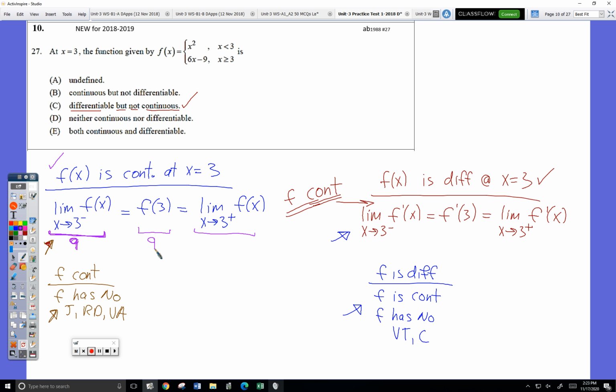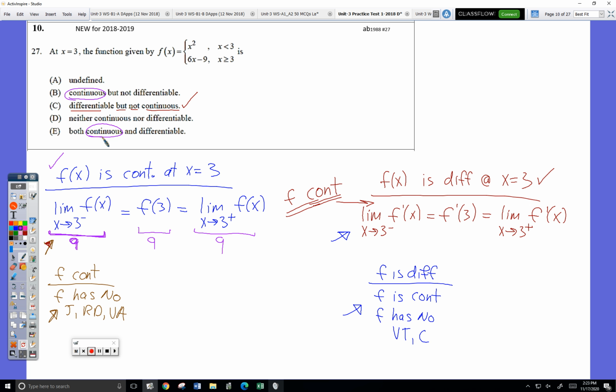And then what's the limit over here? Also 9. There we go. I see exactly where I went wrong now. So f is definitely continuous. Now we need to check for the differentiability.